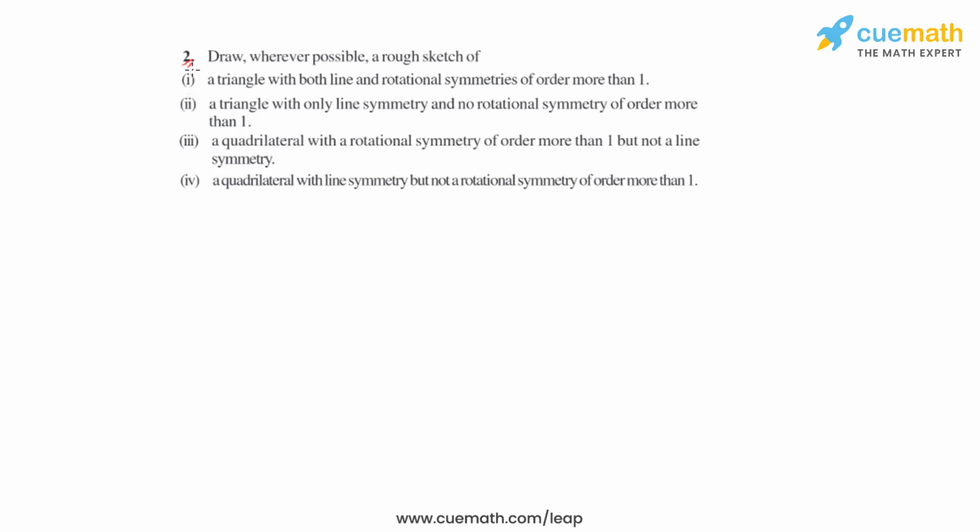So in question number 2 of this third exercise, we'll have to draw some rough sketches of a few set of questions given under question number 2. So the first one is about a triangle with both line and rotational symmetries of order more than 1. The second question is about a triangle with only line symmetry and no rotational symmetry of order more than 1.